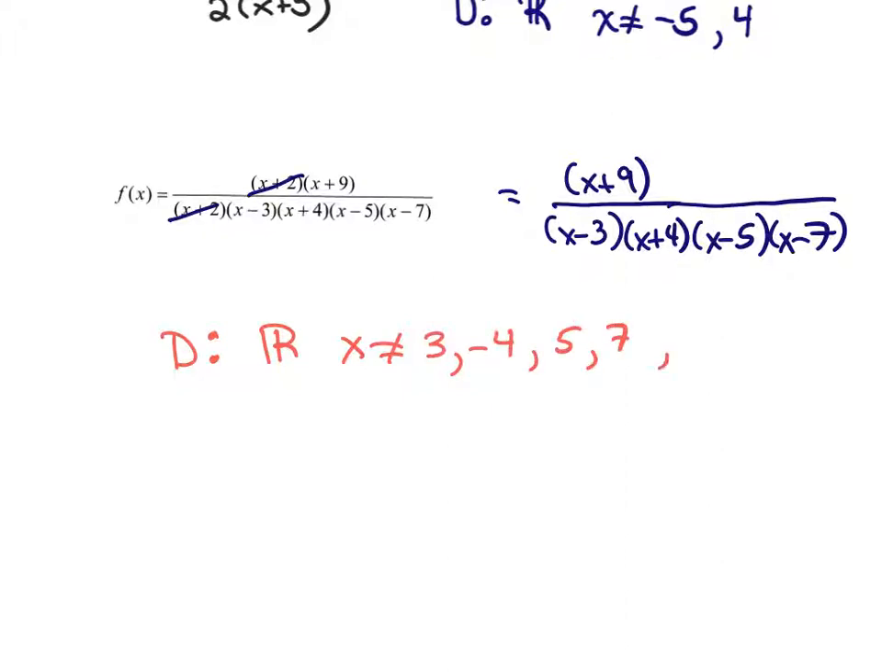But again, I want to make sure I include that negative 2. Even though I canceled it out, that's what makes that factor 0, so I want to make sure I exclude that. And again, all these are really important things. All these numbers are going to mean something very important from the graph. And then the one that cancels out is going to mean something totally different for the graph of a rational function.